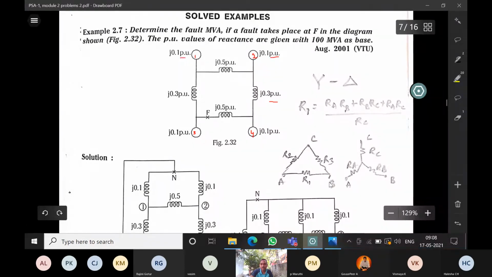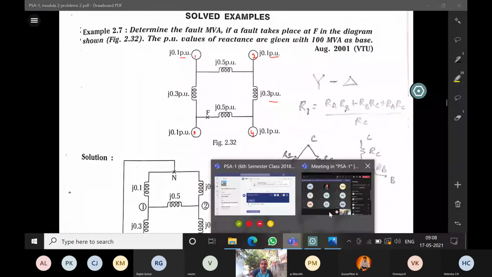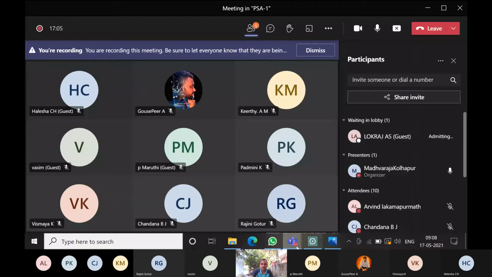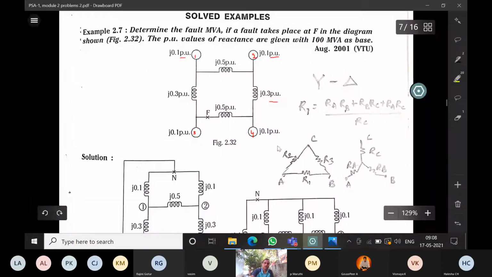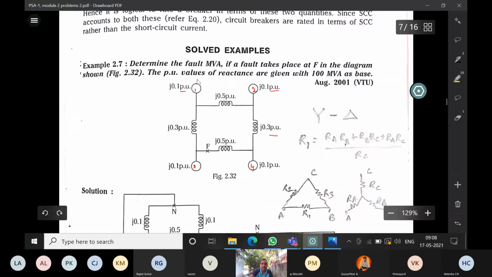Okay, if it is given in ohms, then we need to convert into the new base value and everything, but the problem is directly given in per unit. Okay, so we need to simplify this circuit. So this generator 1 2 3 4 reactances are given. You modify the circuit like this and you connect a neutral point. So neutral point of this here to here and here to here.